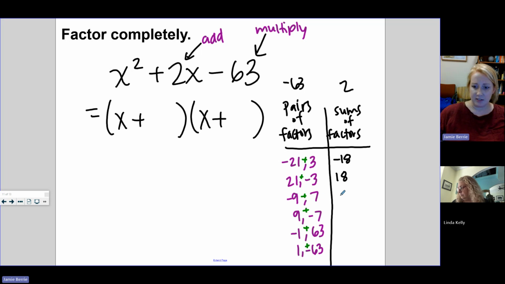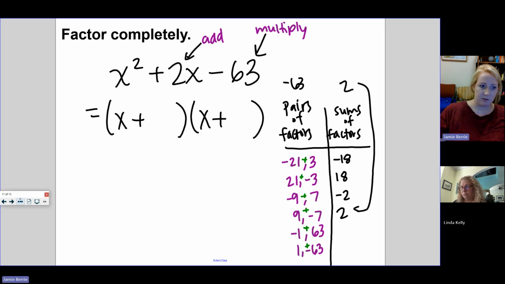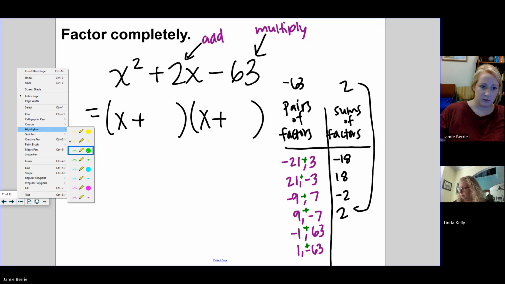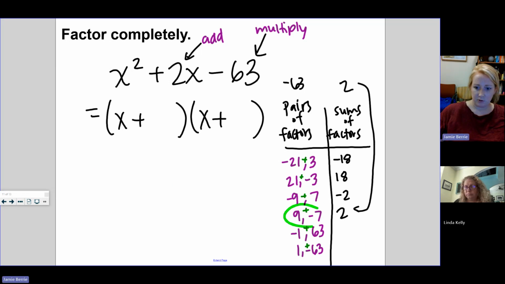Negative 9 plus 7 is negative 2. 9 plus negative 7 is positive 2. That's what we're looking for. All right, so now we found our numbers. Now we go in here and we fill them in, 9 and negative 7.